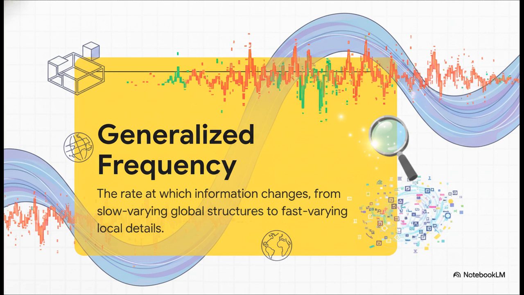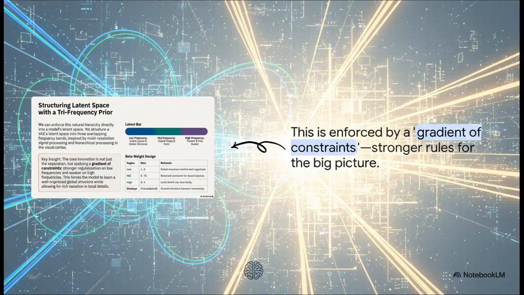Like a company's stock price, right? It has a low frequency trend that plays out over years, but it also has these high frequency jumps day to day. So low-frequency signals are the slow, stable parts of the data, and high-frequency signals are all the fast-changing, noisy details.